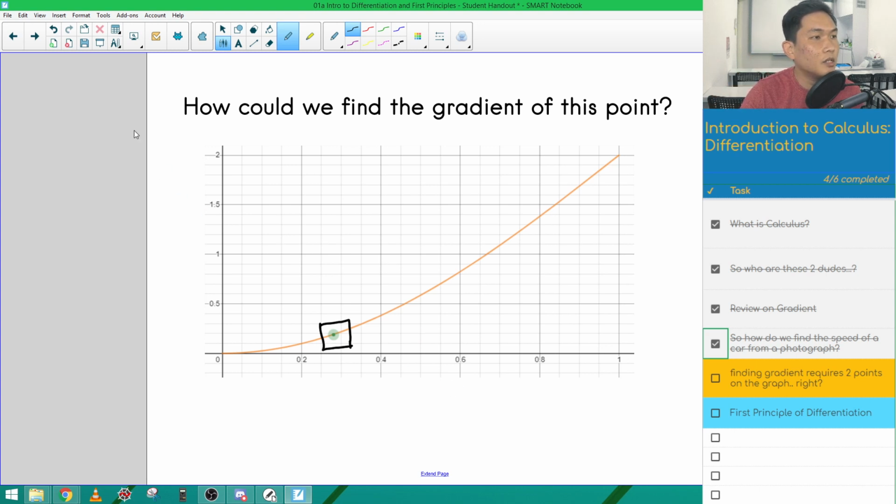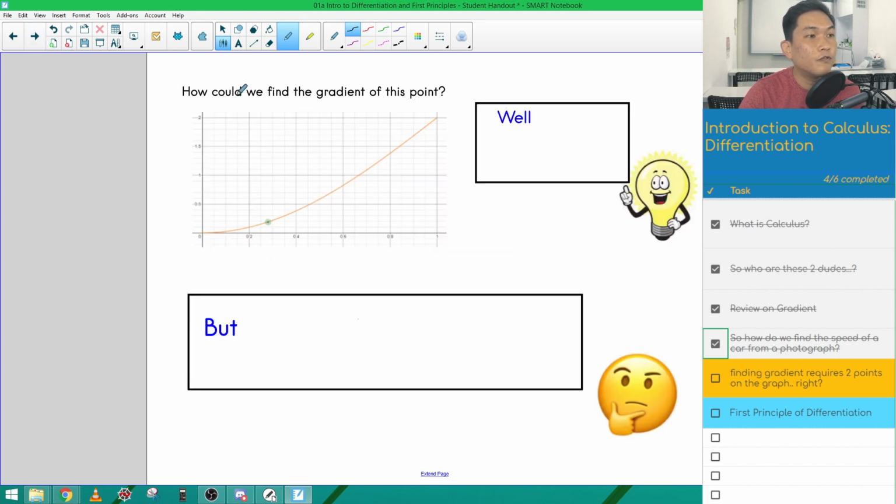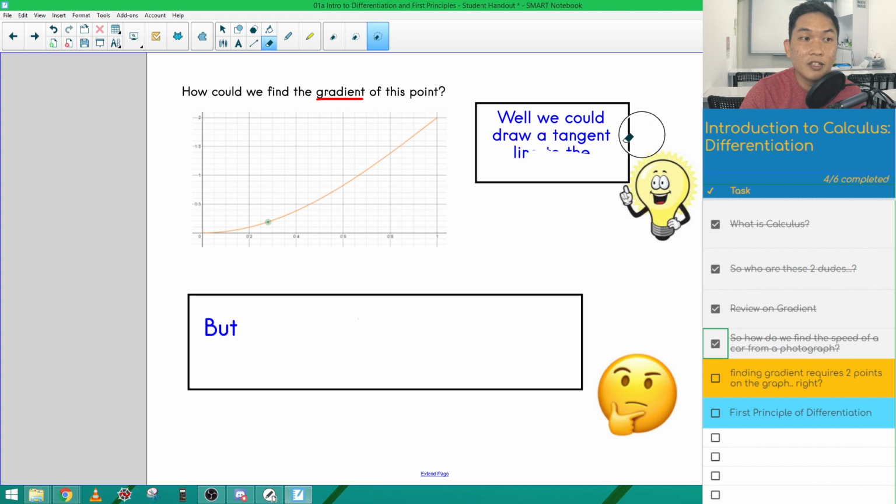Okay, so I know some of you will be like, oh, to find the speed is to find the gradient, to find the gradient means that we can draw a tangent line. We learned that before, right? Drawing a tangent line. The tangent line will have the same gradient as this point on the graph. Okay, so a tangent line looks like this.